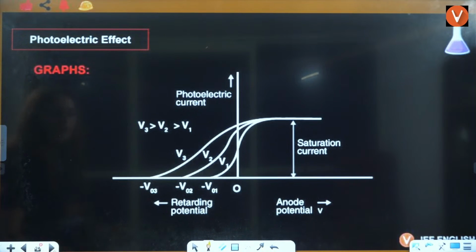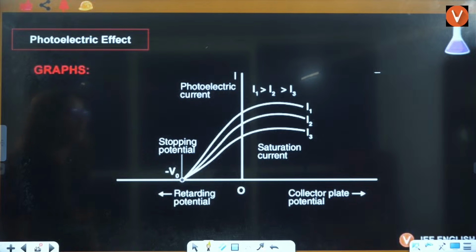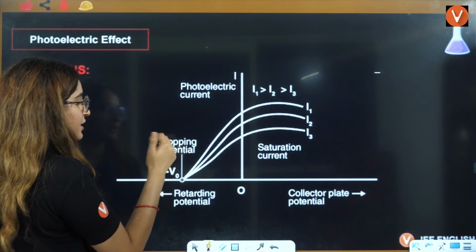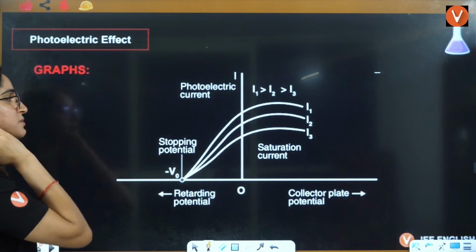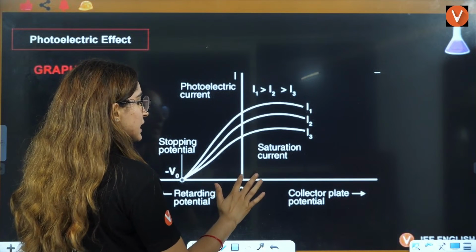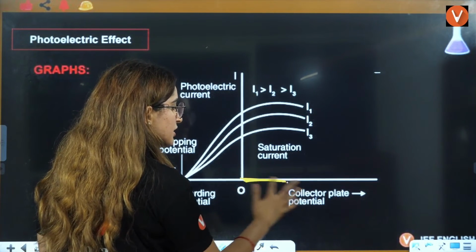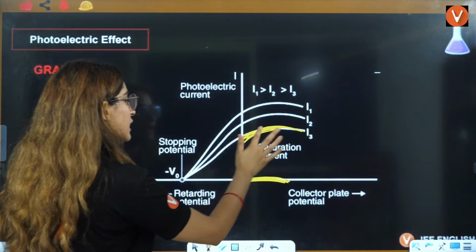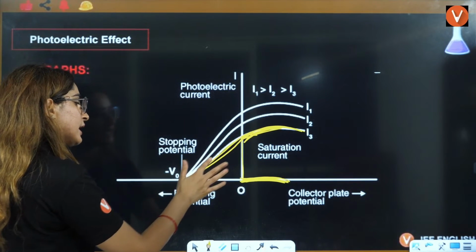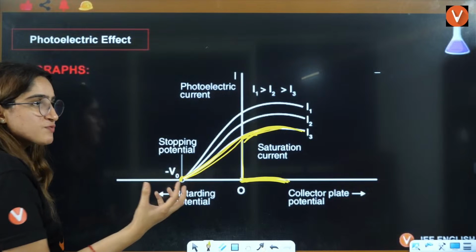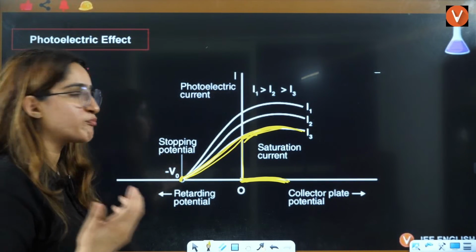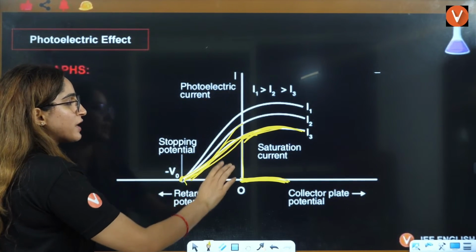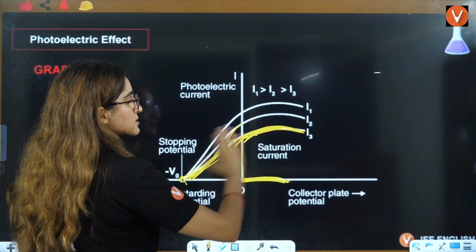Okay. If you talk about this, the same thing will happen here, in different conditions. If you increase the collector plate potential, it will increase the current, right? But when you decrease it, it will decrease. When you have retarding potential, that is negative potential, the current will decrease like this. When you increase the potential, it will increase, right?